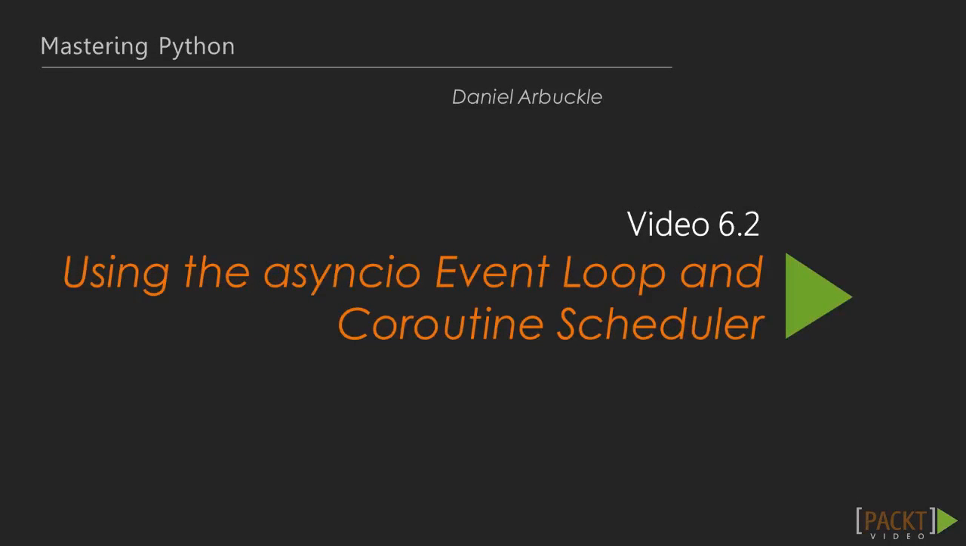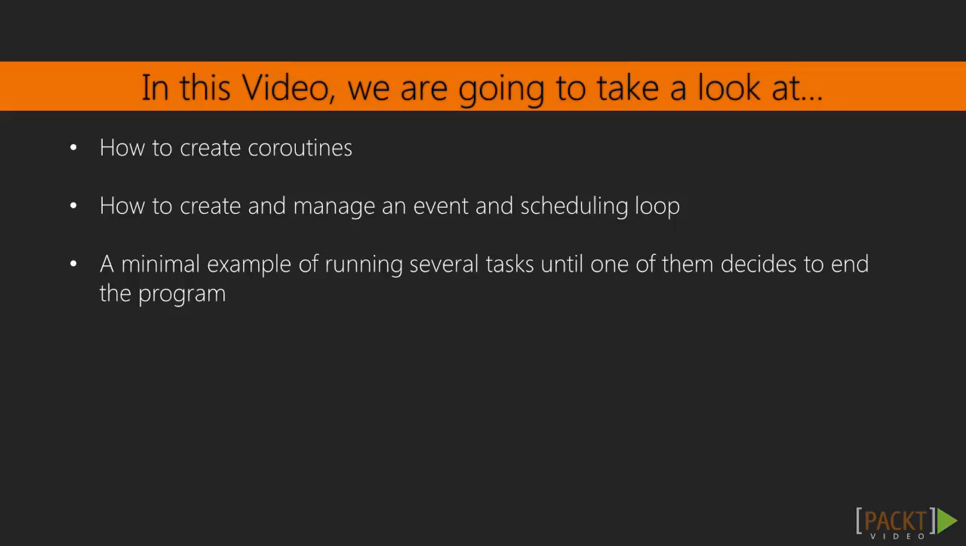6.2 using the event loop and coroutine scheduler. We're going to take a look at how to create a coroutine, how to manage the scheduling of them so that they act as if they were parallel processes, at least from a logical perspective. And we're going to see a minimal example of running multiple threads of code execution without running multiple processes.